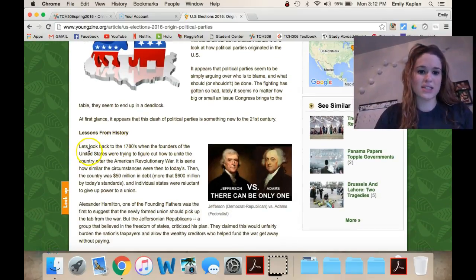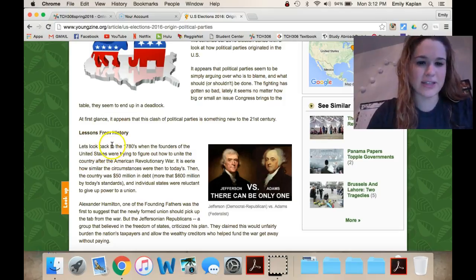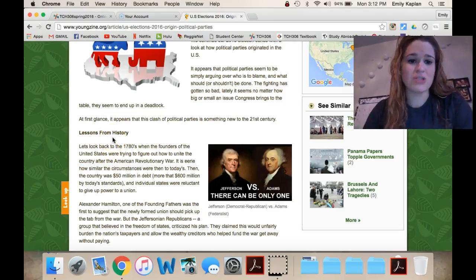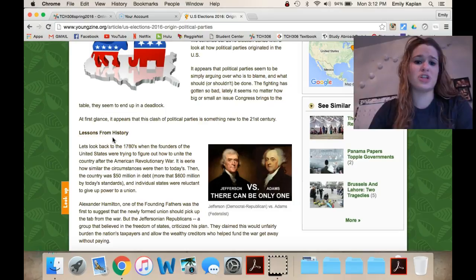Lessons from history. Let's look back to the 1780s when the founders of the United States were trying to figure out how to unite the country after the American Revolutionary War. It is eerie how similar the circumstances were then to today's. Then, the country was $50 million in debt, more than $600 million by today's standards, and individual states were reluctant to give up power to a union.